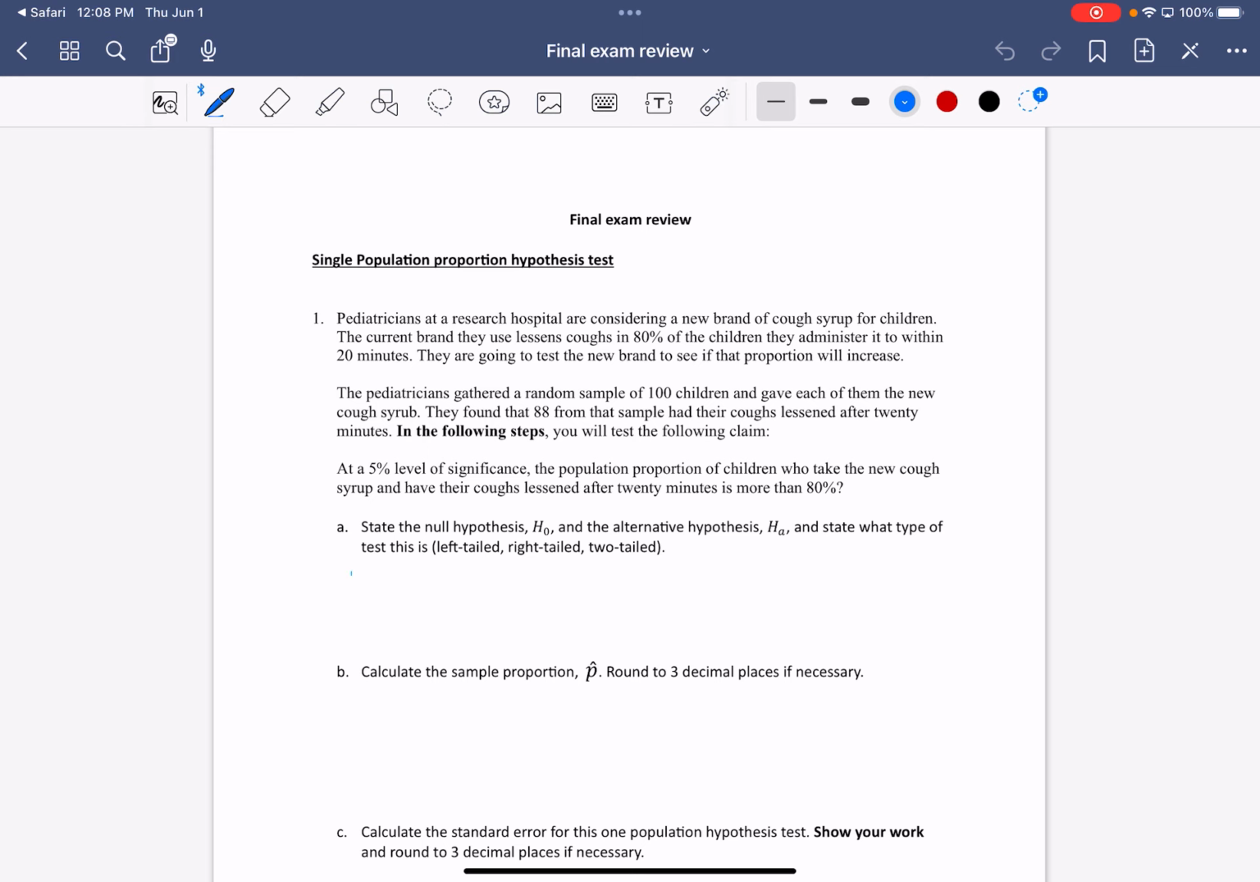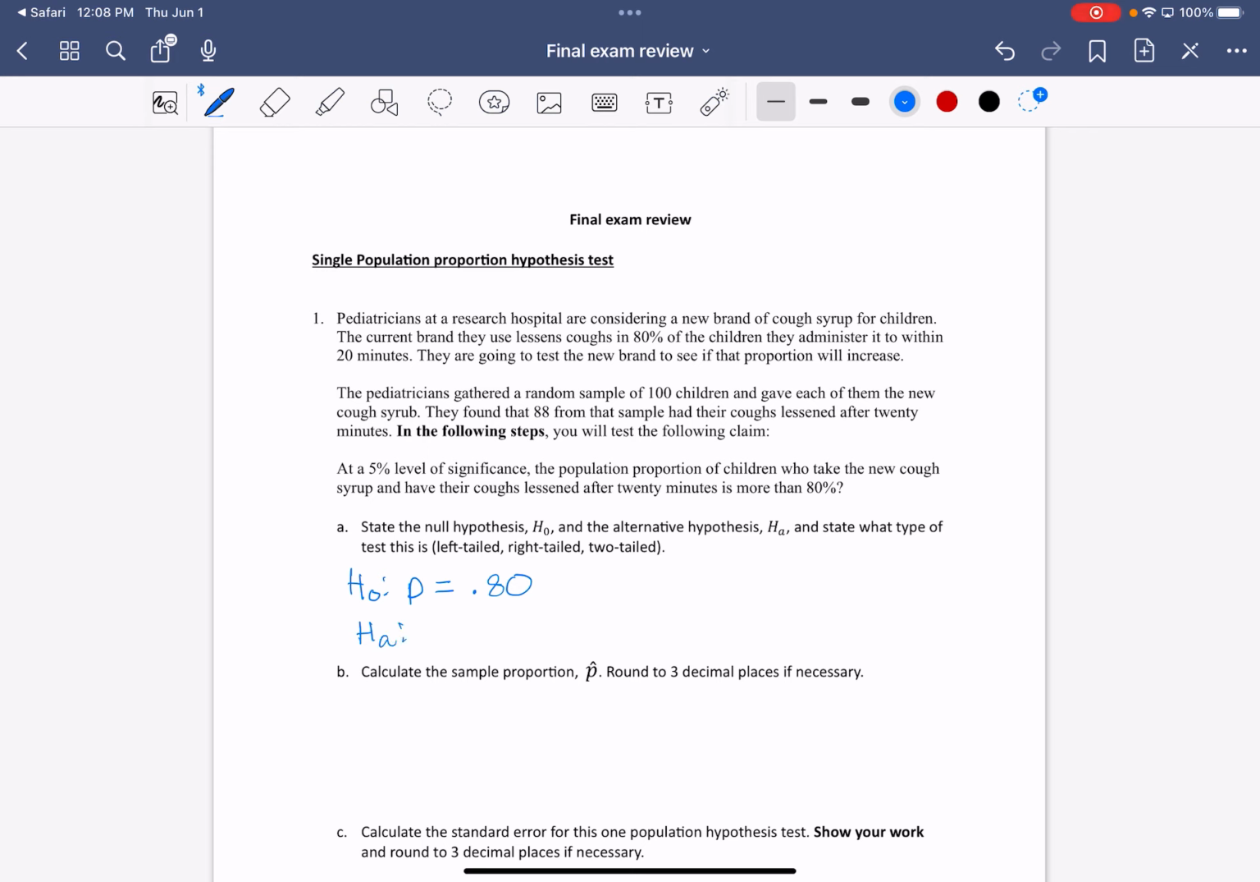So, starting with the null. Remember, the null is essentially your baseline. It's what we're starting with. So the population proportion equals, well, we were told previously that the current brand lessens the coughs in 80% of children, right? That's our starting point, 80%. So P equals 0.80. That's what we start with.